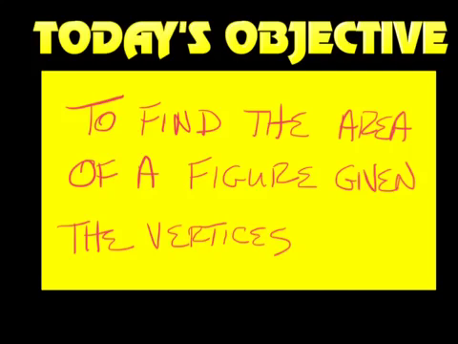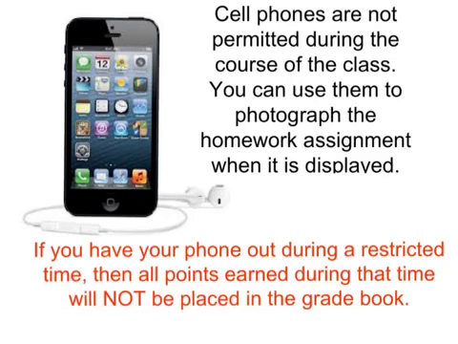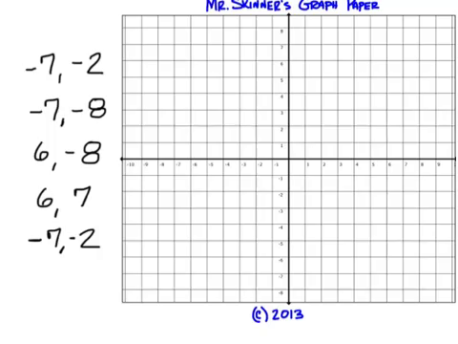To find the area of a figure given the vertices. Here's example 1. The points are given to you down the left-hand side. So I'll increase my marker here to make dots. So find -7, -2, which is there. And then find -7, -8. So we have -7 and then -8 is right there.